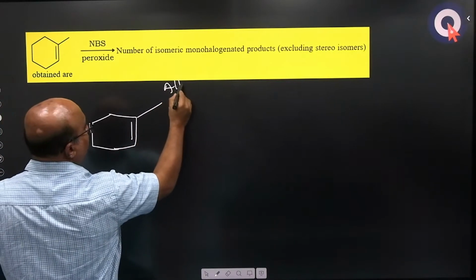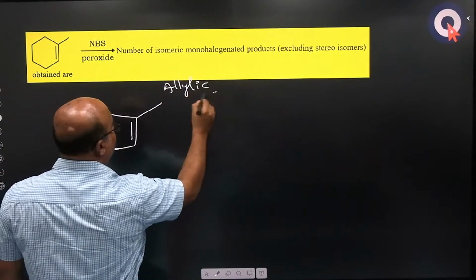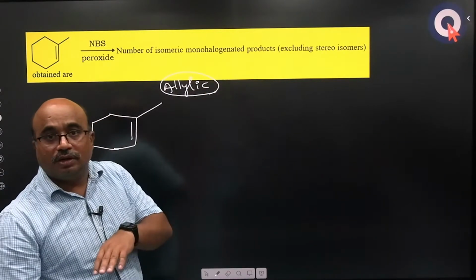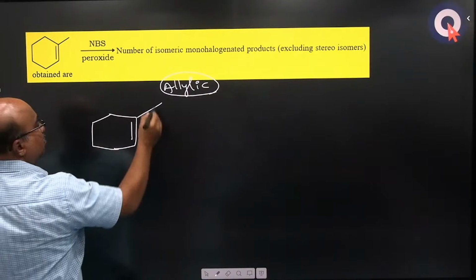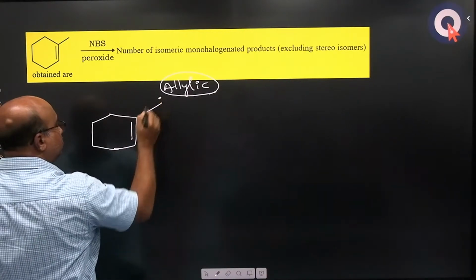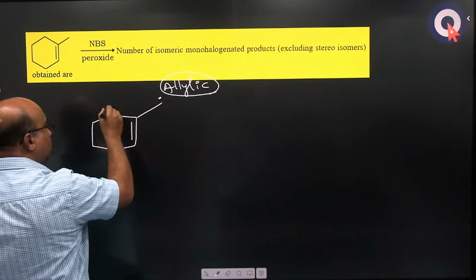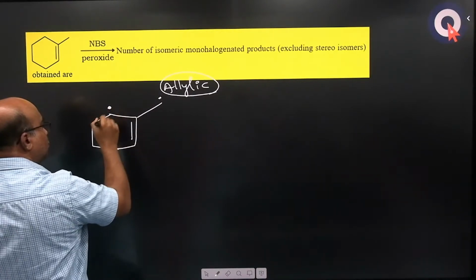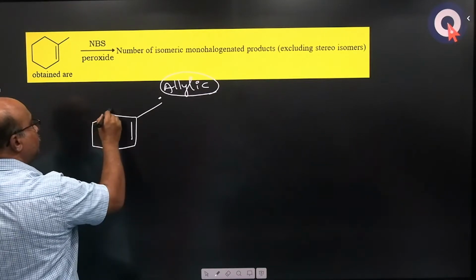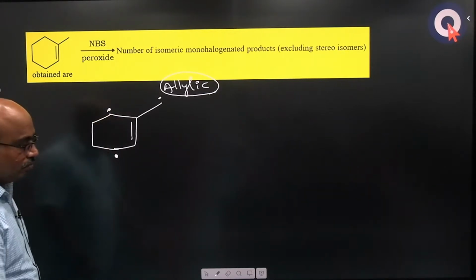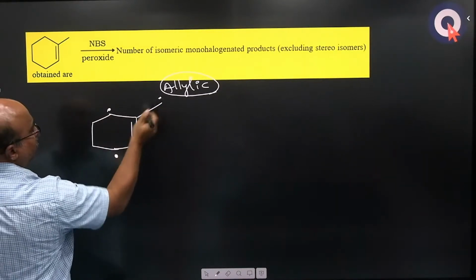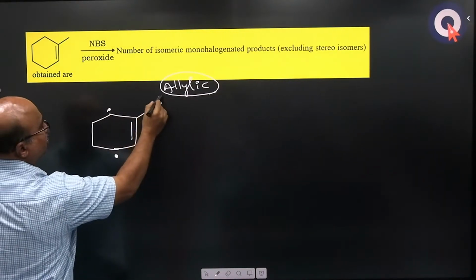So what is allylic meaning? Double bond adjacent carbons are called allylic. So what are allylic positions here? This position is allylic. Means you can get radical here. You can get radical here. Because this is also allylic position. This is also allylic position. So double bonded alpha carbons are called allylic carbons.